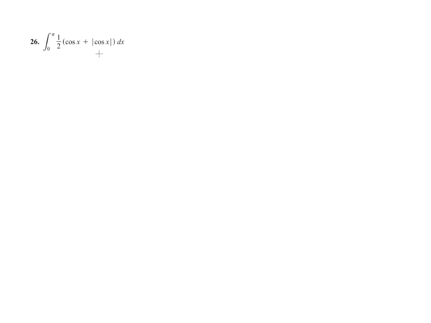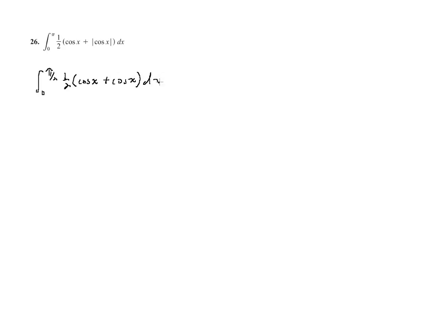But in this case, the cosine of x is equal to 0 at pi over 2, and it changes signs at pi over 2. And pi over 2 is in the interval from 0 to pi. So therefore, we're going to need to break this up into two integrals. We break it up into the integral from 0 to pi over 2 of 1/2 times the cosine of x, and then the absolute value of the cosine of x. Well, the cosine of x is positive from 0 to pi over 2, so we can just drop the absolute value signs, just the cosine of x.